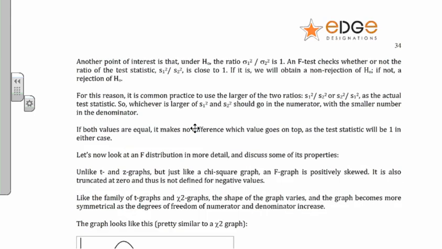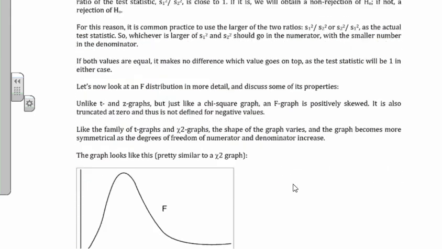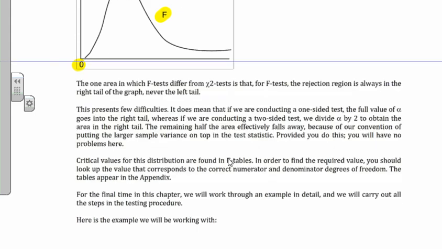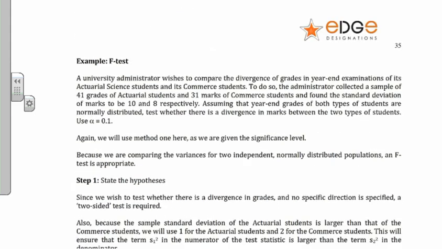On our page over here, there is what your graph looks like. Fun. There is your F graph. Remember, it is truncated at 0. We've seen that before when we looked at distributions. Let's have a quick look at an example of what we can expect in such a case.